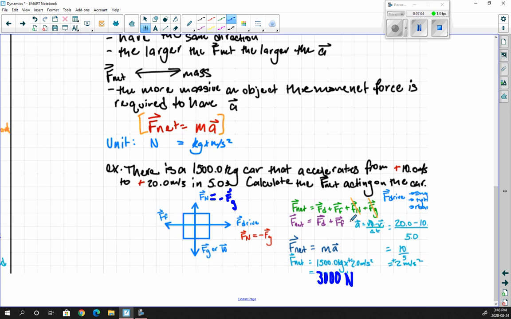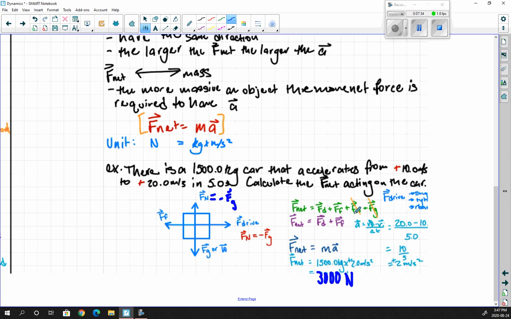Now, let's write out what F net means. F net is equal to the sum of all forces acting on the object, in this case the car. So that would be force drive plus force of friction plus the normal force plus the force of gravity. That's writing out the sum of all forces acting on an object, and this is a very important equation to write when you are studying dynamics problems.